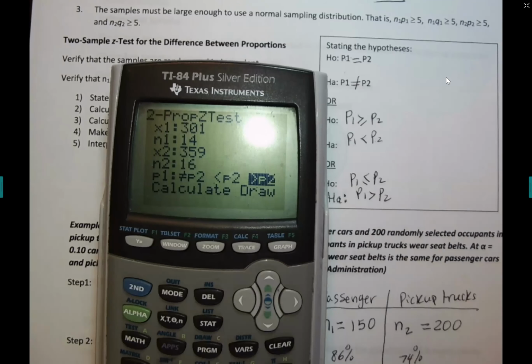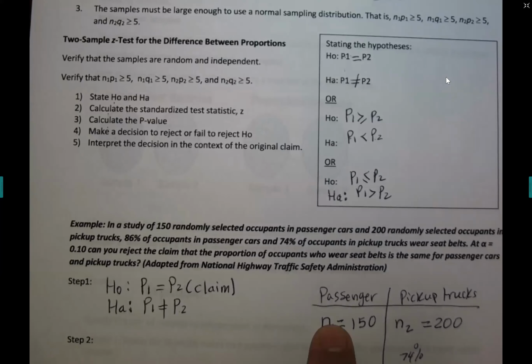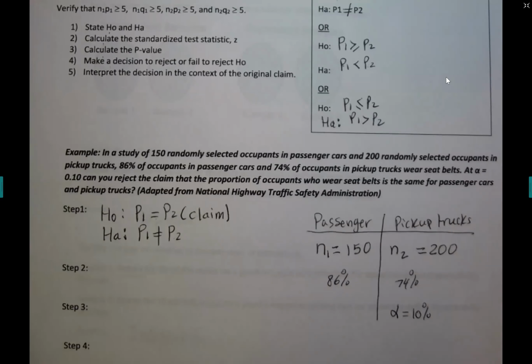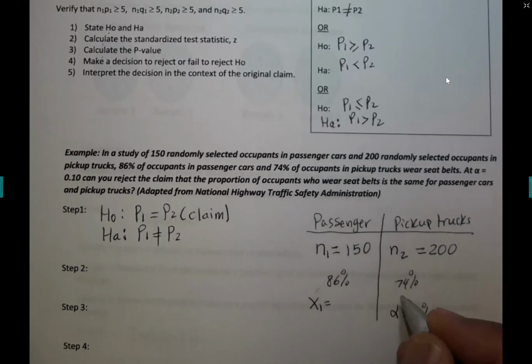He didn't give me X1 and X2. X1 is the number of successes, guys, from the first sample, and X2 is the number of successes from the second sample. He gave me probabilities. Any ideas? We need N and X, as you know, guys, when you do a proportion test. So how am I gonna find X1 and X2? X1, how many out of the 150 wear seat belts in passenger cars? And X2, how many out of the 200 in pickup trucks wear?